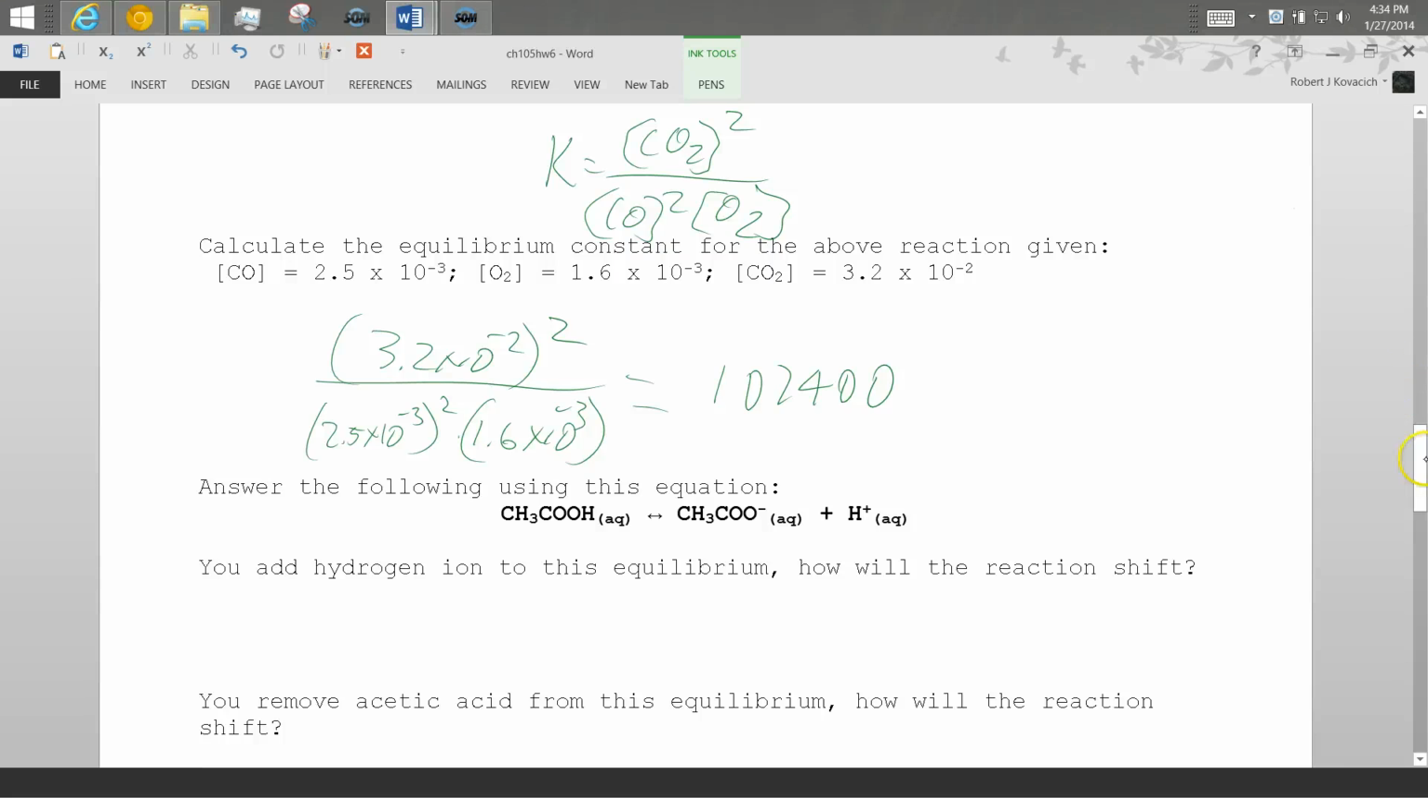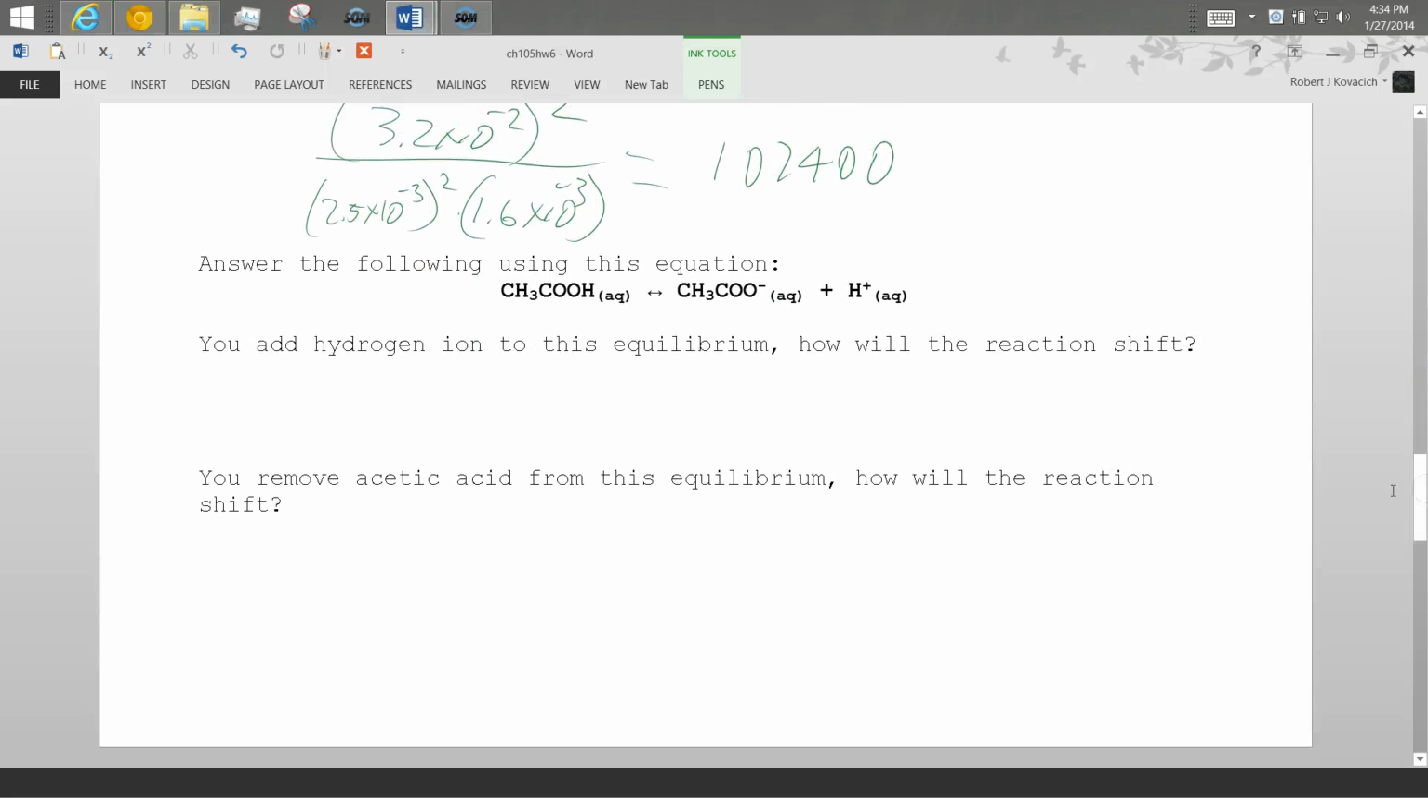All right, so let's look at this. If you add hydrogen, how does this equilibrium shift? If I add H, then it's going to shift in this direction. If you remove acetic acid from the equation, we'll do red for the second one. That goes away, and so the reaction is also going to shift to the left to replace the acetic acid that was removed. All right, that's it.